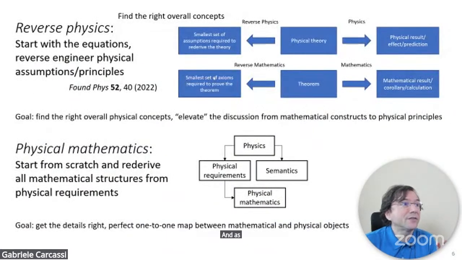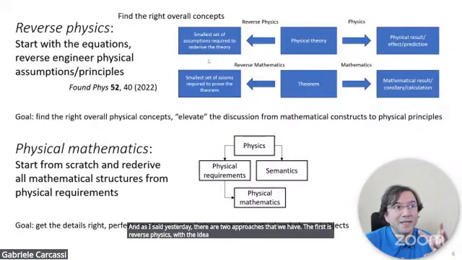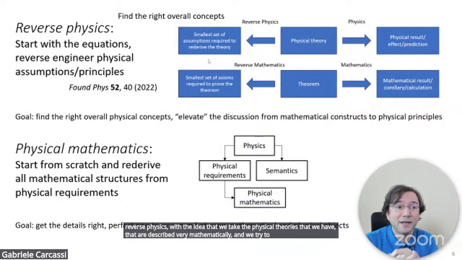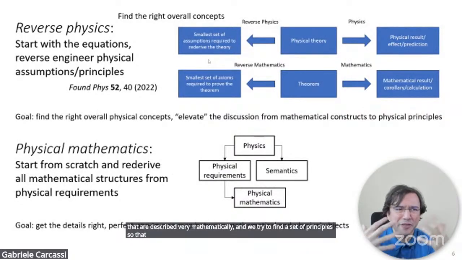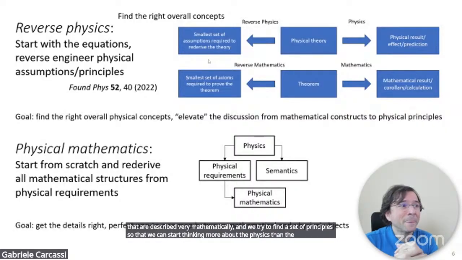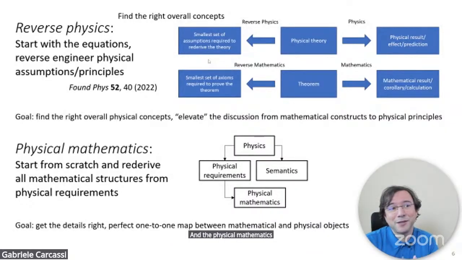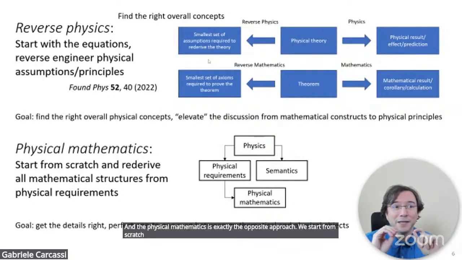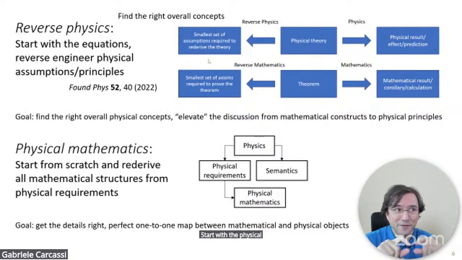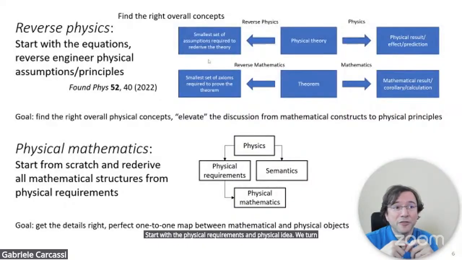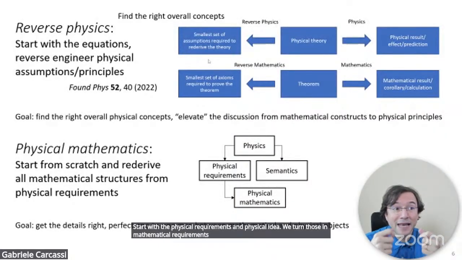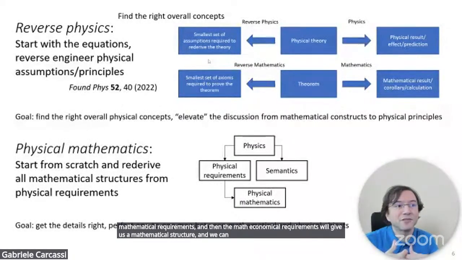And as I said yesterday, there are two approaches that we have. The first is reverse physics, with the idea that we take the physical theories that we have, that are described very mathematically, and we try to find a set of principles so that we can start thinking more about the physics than the math. And physical mathematics is exactly the opposite approach. We start from scratch. We start with the physical requirements and physical ideas. We turn those into mathematical requirements, and then the mathematical requirements will give us a mathematical structure, and we can say that that mathematical structure is physical because it's justified by the physical requirements.